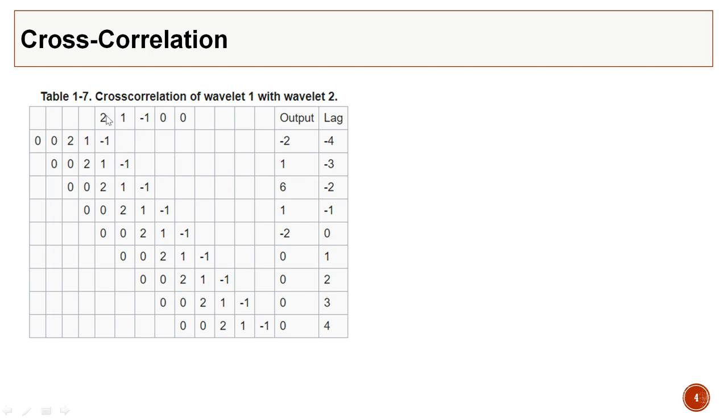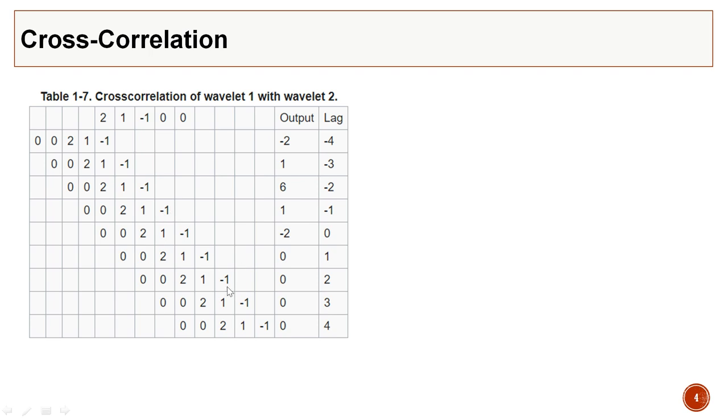So -1 times 2 will give you -2, and then we do a time shift, go to the lag value of -3, and now we have to multiply 2 times 1 plus 1 times -1. So we do the summation of the cross multiplication products. So 2 times 1 is +2, and 1 times -1 is -1. 2 minus 1 will give you 1. So that's how we do the cross correlation.